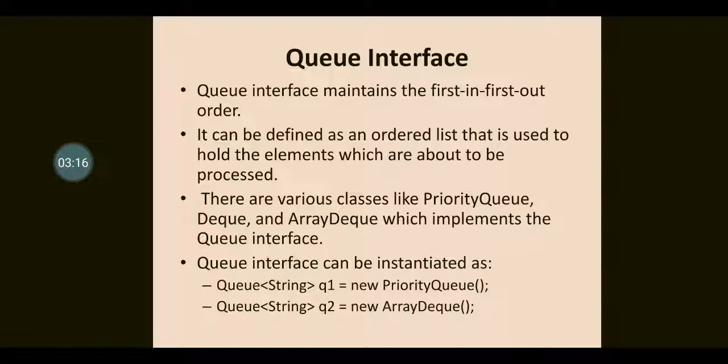So let us get into the next concept, that is the queue interface. Here the queue interface is to implement the concept of the queue data structure. That is, we can maintain the order, that is first in first out order. It can be defined as an ordered list that is used to hold the elements which are about to be processed. That is, ordered list in the sense that first in first out order prevails here.